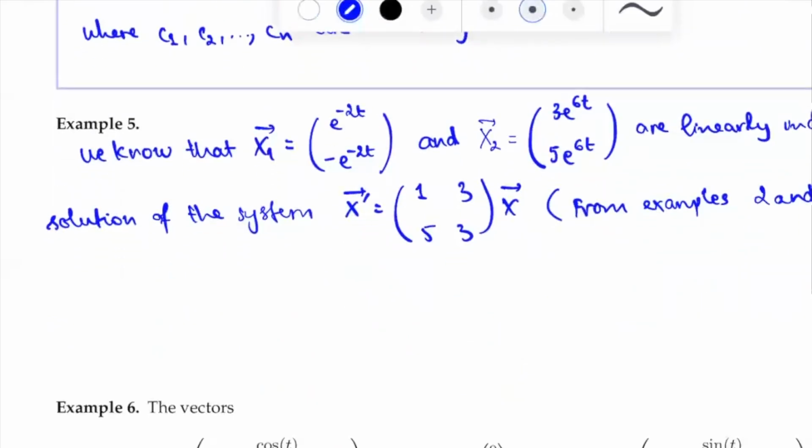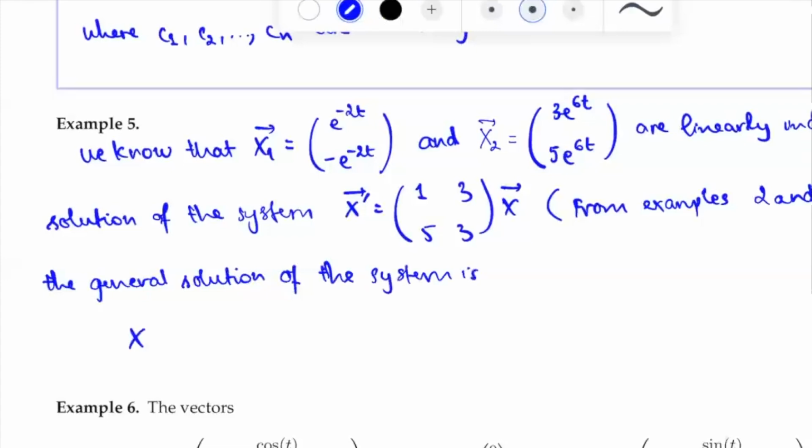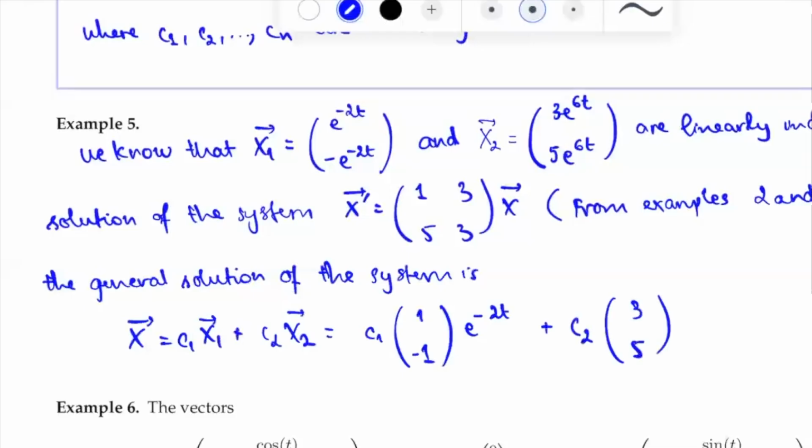Alright. So with this result, we can conclude that the general solution of the system on the interval of consideration is going to be the linear combination of x1 and x2. Then the general solution of the system is x equals c1 x1 plus c2 x2, equals c1 times (1, negative 1) times e to the negative 2t, plus c2 times (3, 5) times e to the positive 6t.